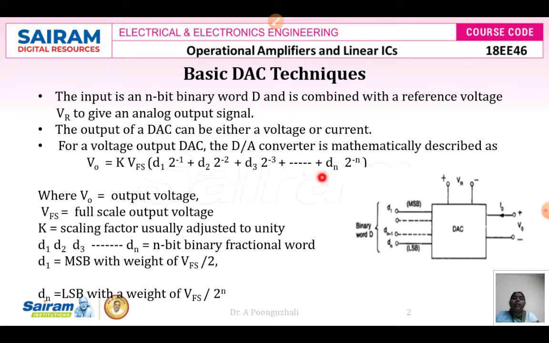D1, D2, D3 till Dn is going to be the n bit binary fractional word, and 2 power minus 1, 2 power minus 2 are nothing but the weights of the binary words. D1 is going to be the MSB bit with a weight of 1 by 2, that is VFS by 2, and Dn is going to be the LSB bit with a weight of VFS by 2 power n.